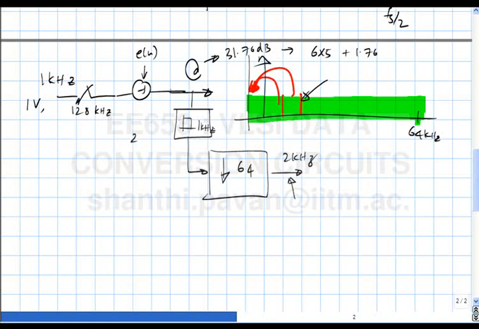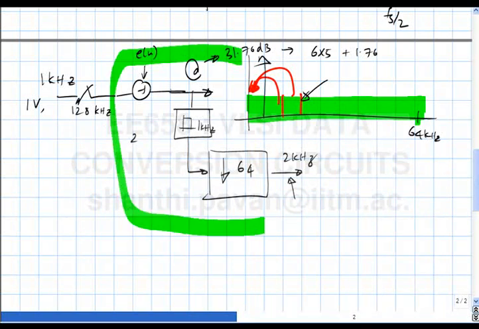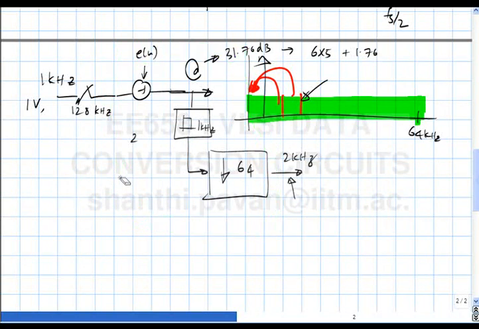Okay. So if this whole thing was put in a black box now, then this looks like a Nyquist rate converter, not this.